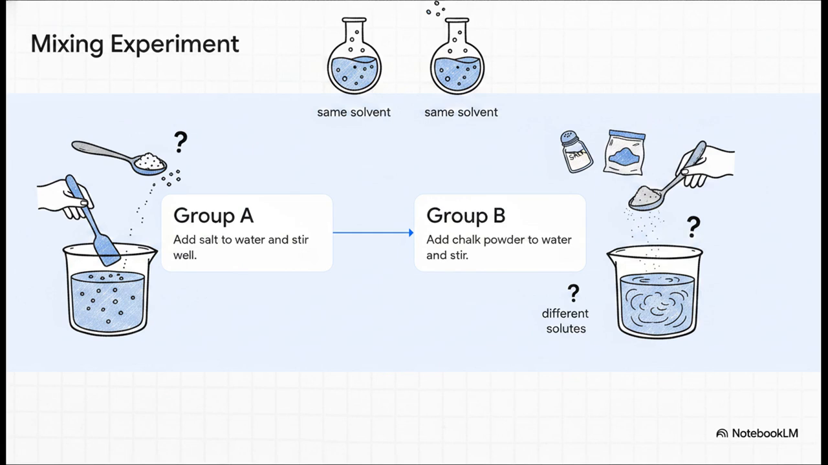Let's split the class up for this one. Half of you are Group A and the other half, you're Group B. Okay, Group A, your mission is to take your spatula, add some common salt to 50 milliliters of water, and give it a really good stir. Group B, your turn. You're going to take your spatula, add some chalk powder to your 50 milliliters of water, and stir it up. Notice what we did there? We have the exact same solvent, the water, but two totally different solutes.